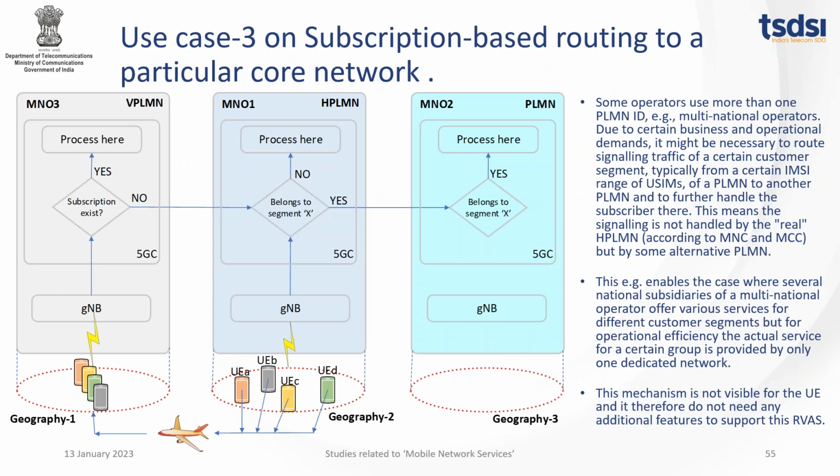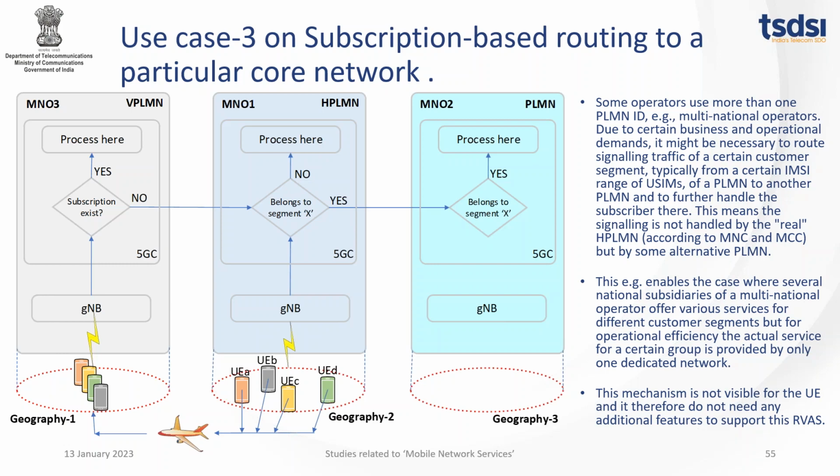basically subscription-based routing to a particular core network. See, basically the users will be categorized under gold category, silver category, bronze category, et cetera. So based on these categories, there may be a specific visited PLMN which is planned to process them. So accordingly, this particular use case will take the decision which users should be processed under which PLMN.